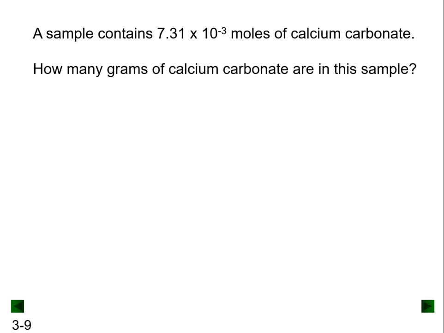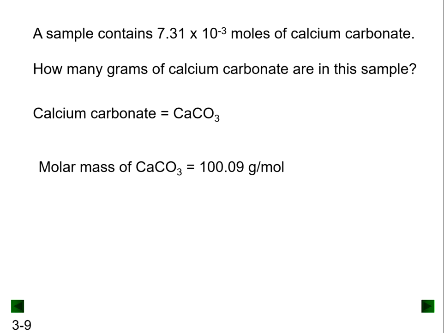We know calcium is an alkaline earth metal. Carbonate's a polyatomic ion. It's an oxoanion. And based on that, we end up with CaCO3 for the calcium carbonate formula. So we'll need to calculate the molar mass of calcium carbonate. We've already done that a couple of times, so hopefully you're comfortable with that at this point in time.